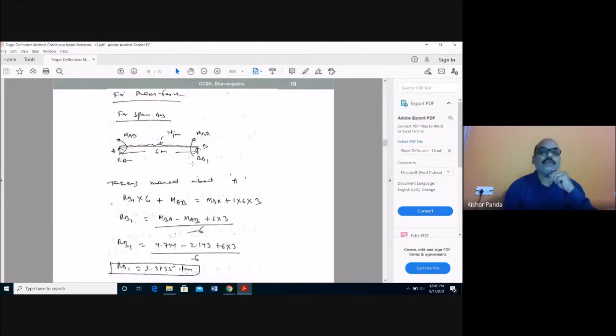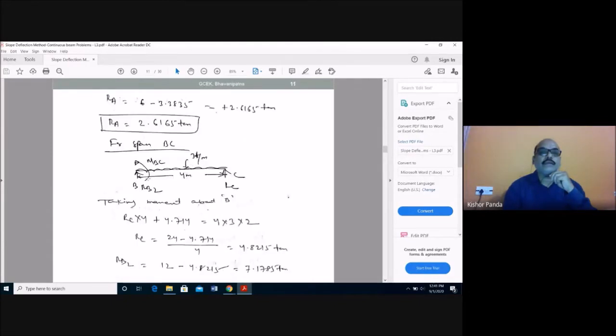Similarly, take span BC separately. Similarly, you give the direction of MBC. This is also anti-clockwise because the moment has a negative value, and the load given in the question is 3 ton by meter, and here there is no moment at C, so no need to give any direction. Here at B the reaction is RB2, and at C the reaction is RC.